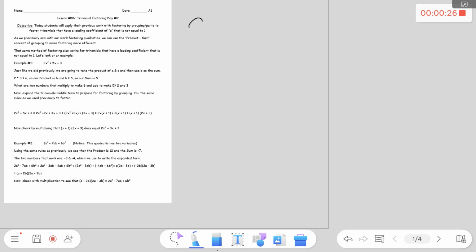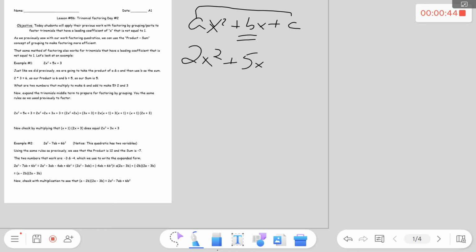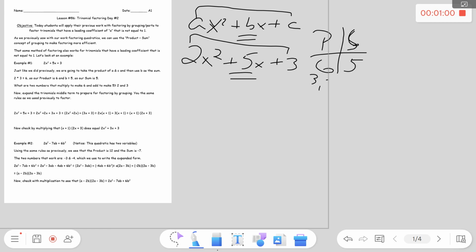So remember, always in the form ax squared plus bx plus c. And you multiply and they go in here. What we have here is 2x squared plus 5x plus 3. So I'm going to put those there. My product here and my sum. Product is 6. My sum is 5. That's 3 times 2 will give me that.